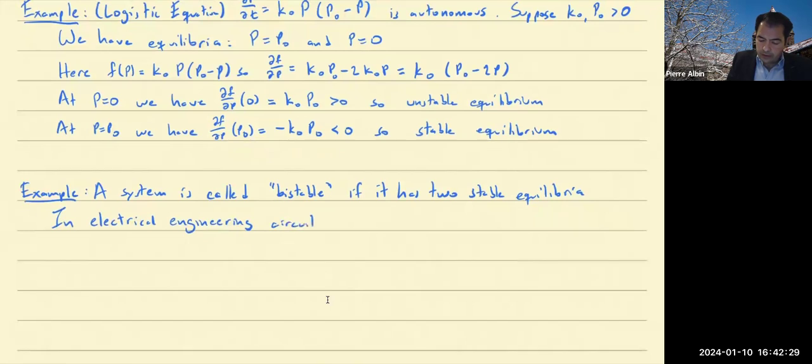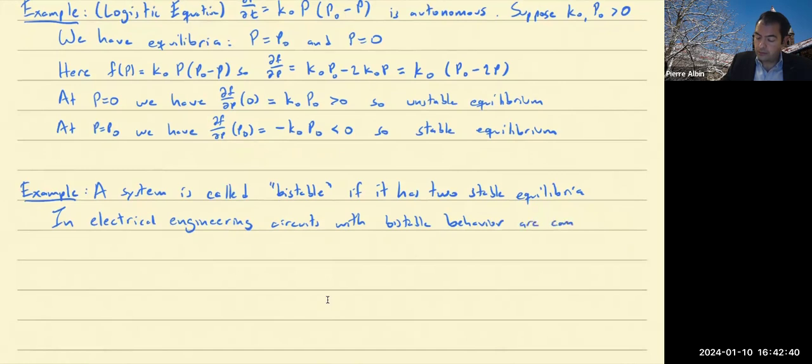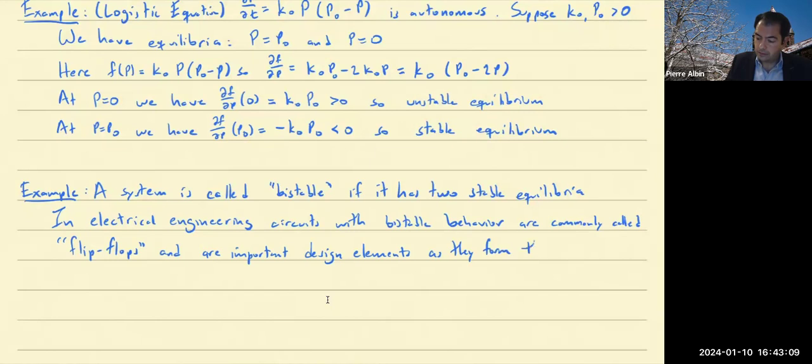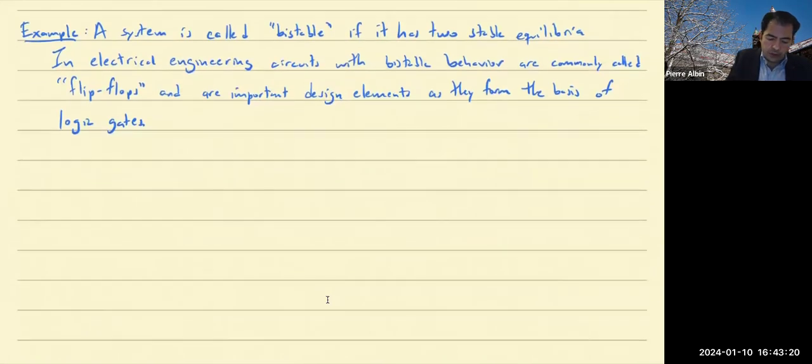In electrical engineering, circuits with bistable behavior are commonly called flip-flops, and are important design elements as they form the basis of logic gates.